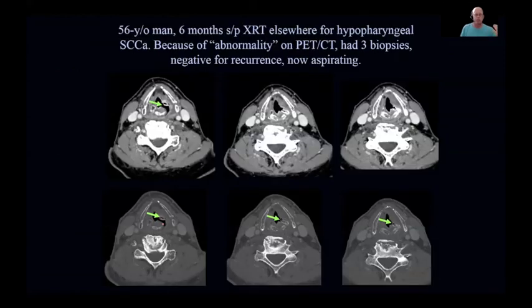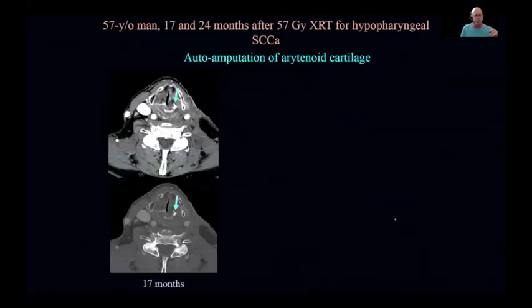This is a patient who's been radiated elsewhere for hypopharyngeal carcinoma. Because of a so-called abnormality on PET-CT, he had 3 biopsies, and biopsies are not good. And so we can see that this hyoid bone is not only exposed to air, but has air within it. And this is a pretty flagrant case of arytenoid chondroradionecrosis.